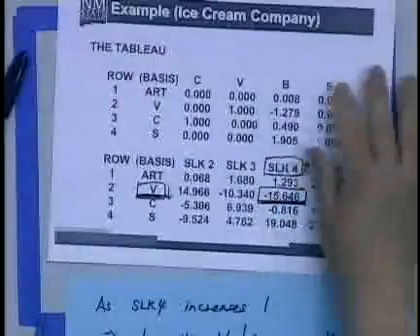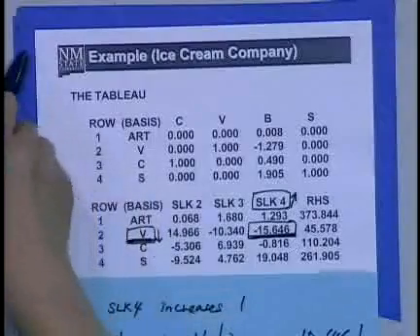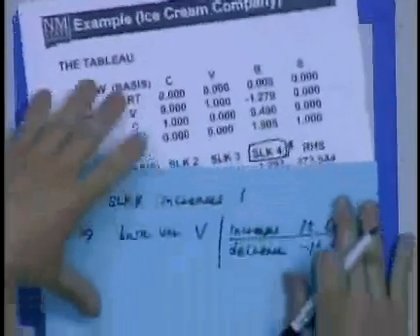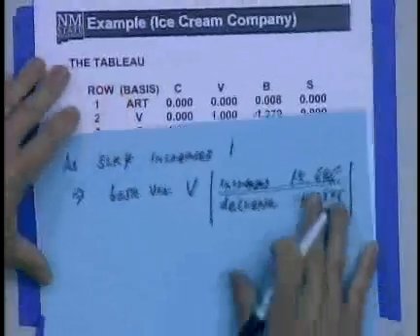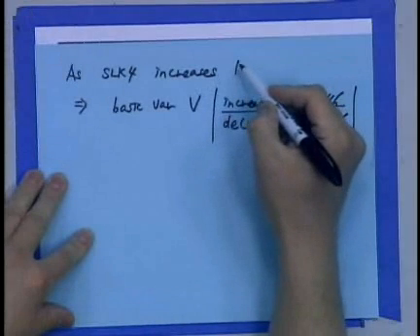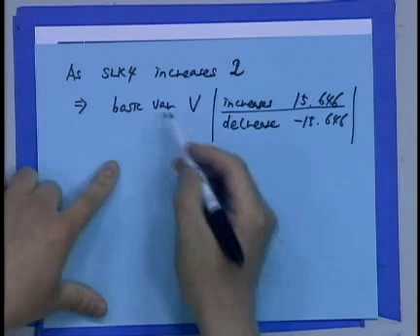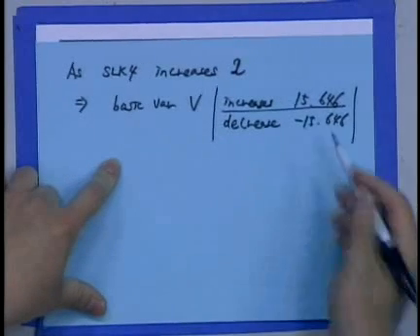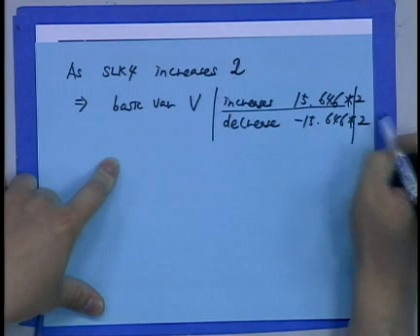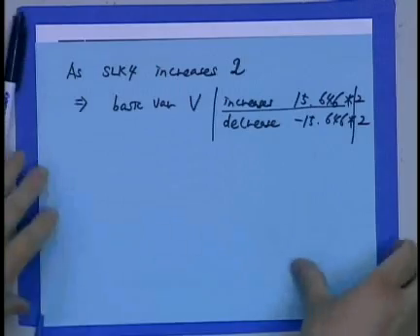Times 15 or just 15? Oh, yeah, times 2, right? Sorry. So it's going to be, because slack 4 has been increased by 2 units, right? So the increment of basic variable v must be multiplied by 2. Okay? Thank you for finding an error.